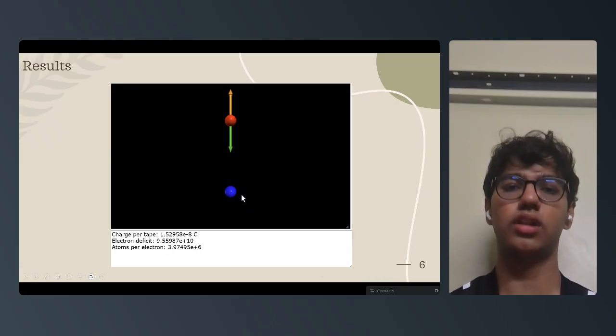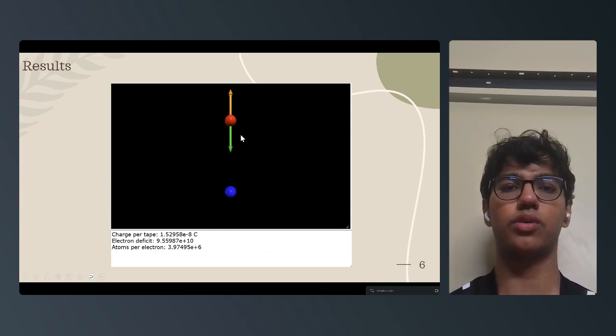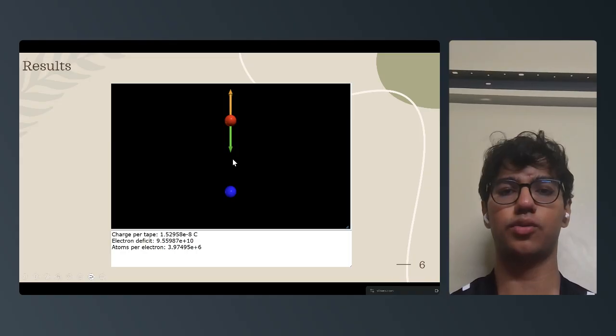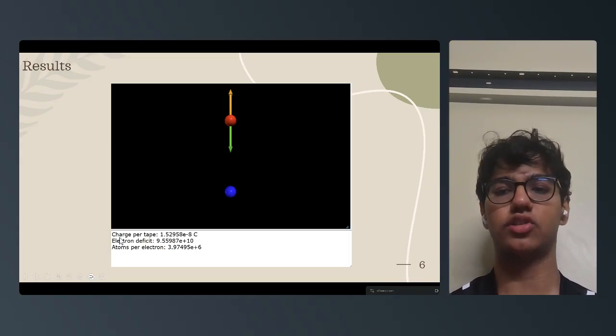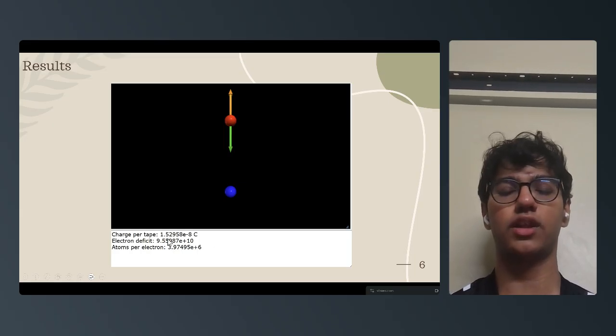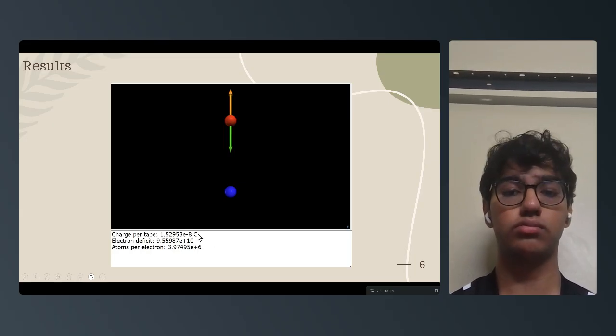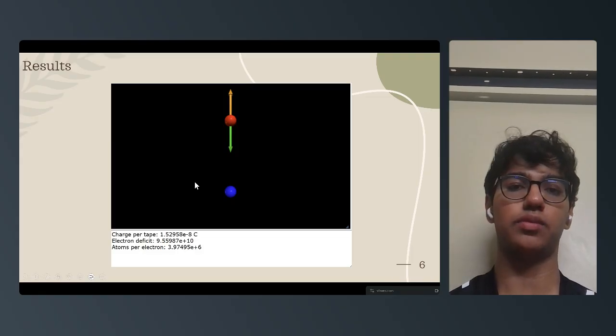This is the actual result. So you have two spheres. The orange is the force upwards, the electrostatic force, and green is the force downwards, the gravitational force. They both equal each other out. The result is a charge per tape of 1.5 times 10 to the negative 8 coulombs, so that's very small. Electron deficit is 9.5 times 10 to the 10, and that's the number of atoms with missing electrons.